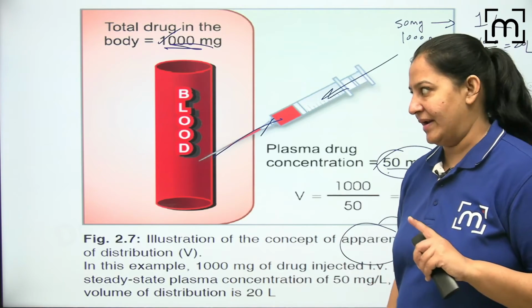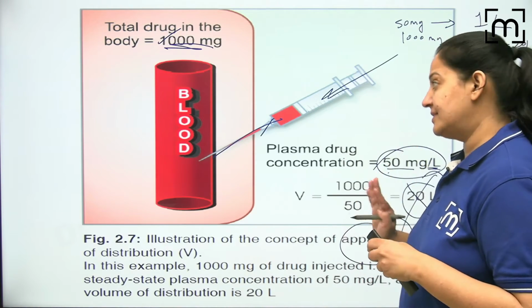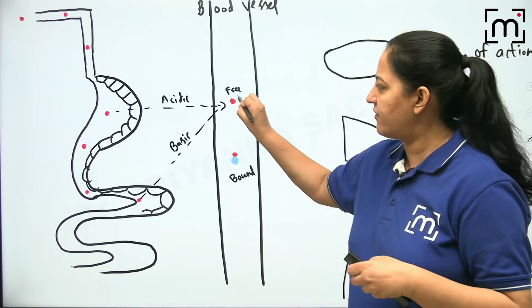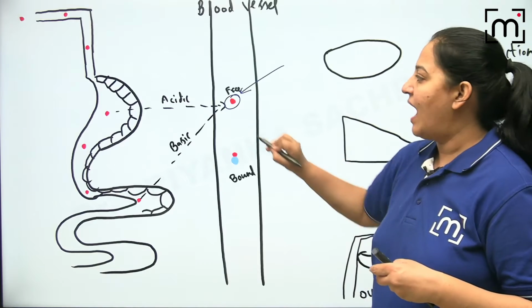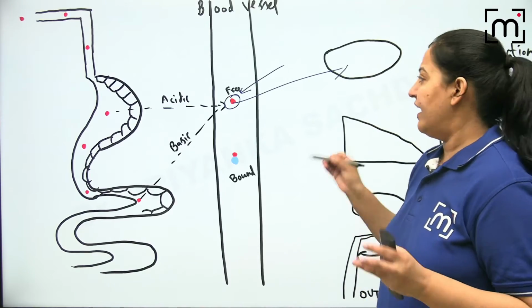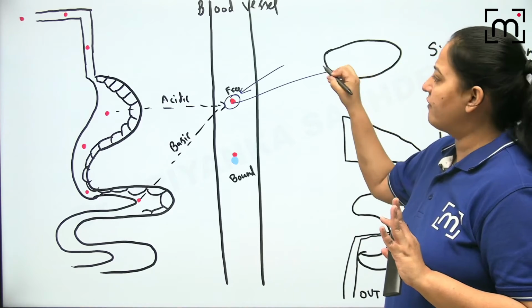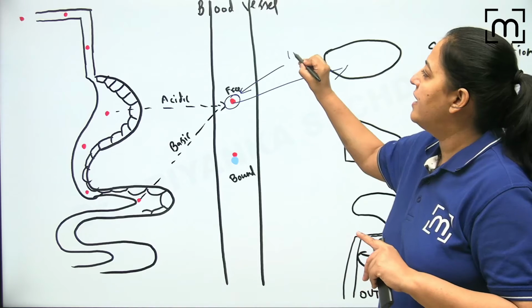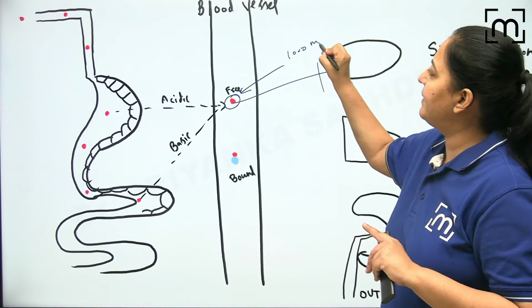No human can have 20 liters of blood, right? We are considering this situation. Listen, I am considering that none of the drug, whatever drug I am giving here, 1000 milligram, is entering the tissue. But this is not the scenario. If none of the drug was entering the tissue, the answer would be 200 milligram per liter. Listen to the same example again. I am giving 1000 milligram IV.